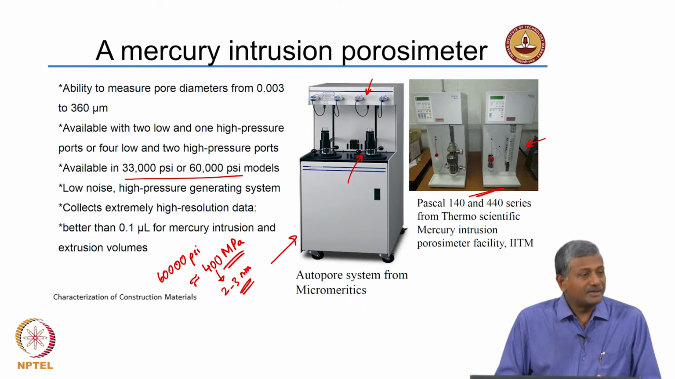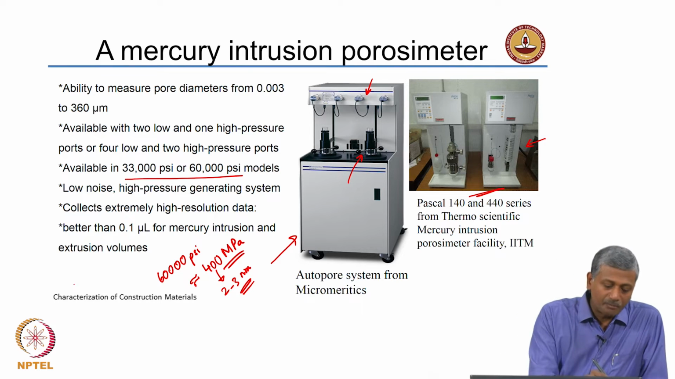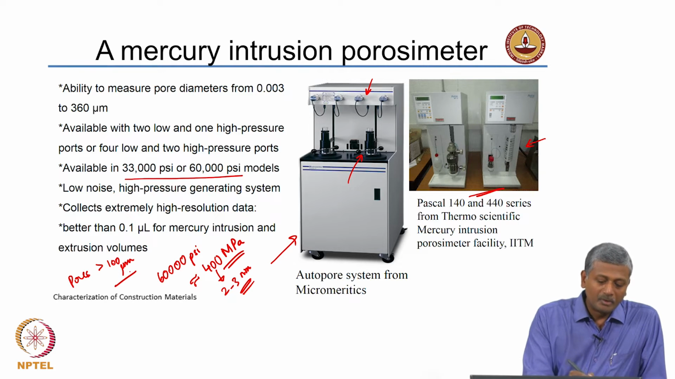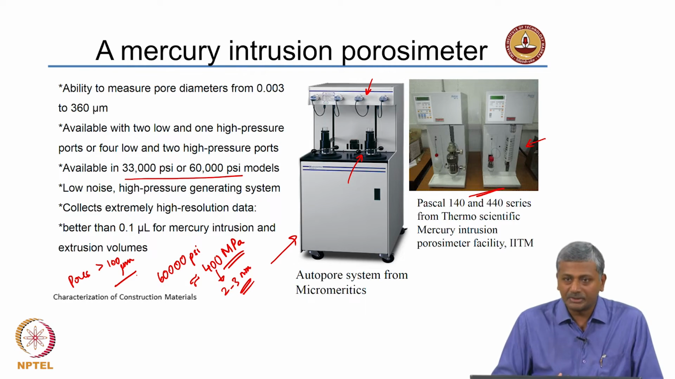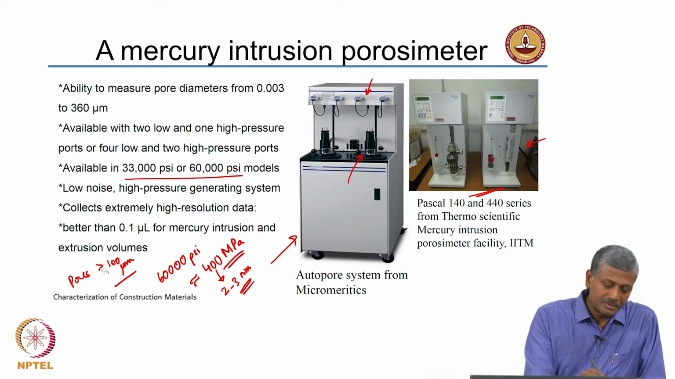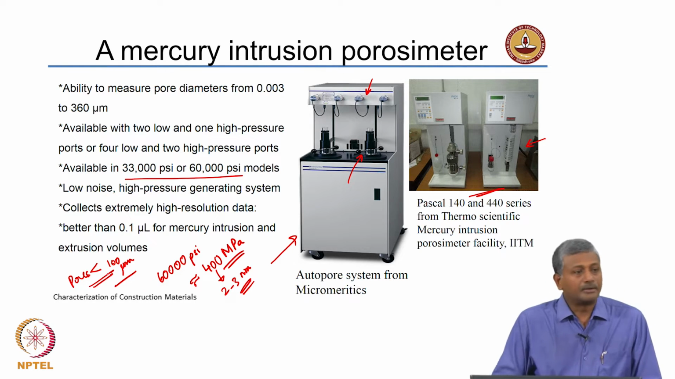You should also be aware that there is an upper limit for the pore size. Generally, if you have pores greater than 100 micrometers, you may not be able to pick those up using MIP, because you do not really need any pressure to push the mercury into pores which are larger than 100 microns. So, MIP is suitable only for pores less than 100 microns.